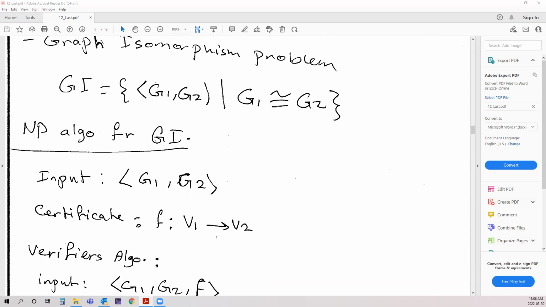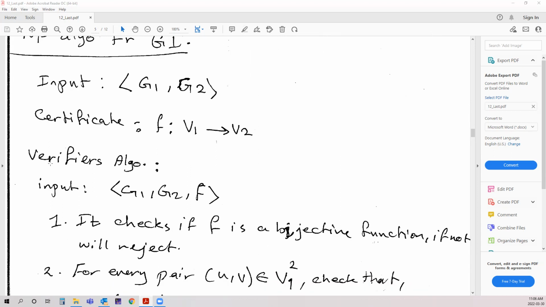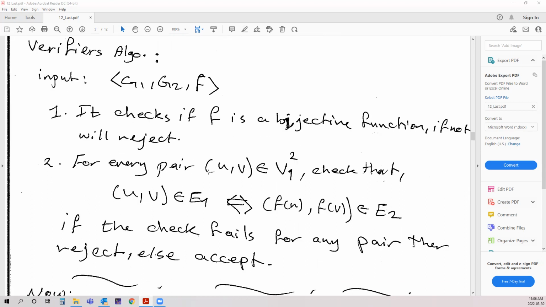NP algorithm for graph isomorphism. The input of this algorithm is the first graph and the second graph, and the certificate is f from V1 to V2. The verifier's algorithm takes input G1, G2, and f. One, check if f is a bijective function. If not, reject. Two, for every pair u and v belonging to V1 squared, check that (u, v) belongs to E1 if and only if (f of u, f of v) belongs to E2. If the check fails for any pair, reject, else accept.